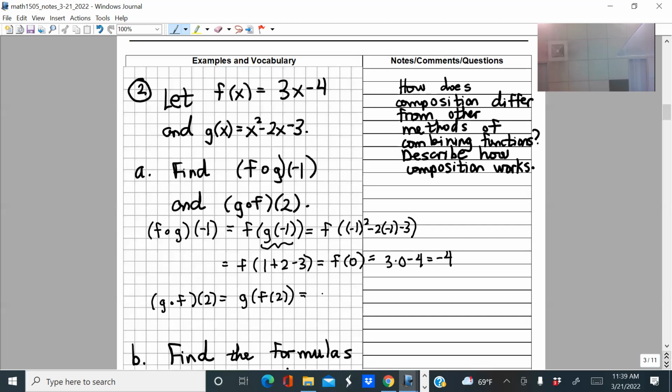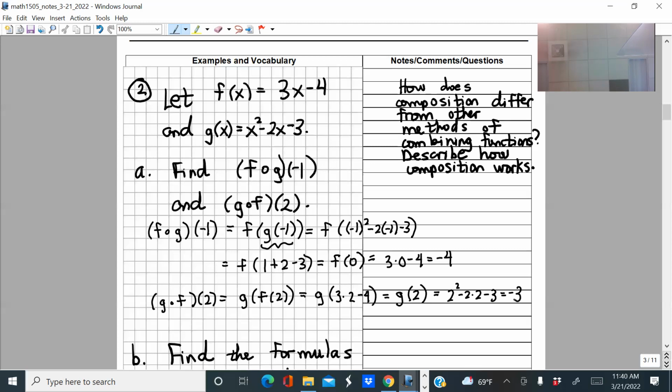Now we just have to compute F of 2. So for F of 2, here we use the formula for F, right? So you have 3 times 2 minus 4, which is going to be 2. Now 6 minus 4 is 2, right? And now you calculate G of 2 using the formula for G. So we have 2 squared minus 2 times 2 minus 3. So that looks like negative 3, right? 4 minus 3 is negative. So G compose F of 2 is minus 3.